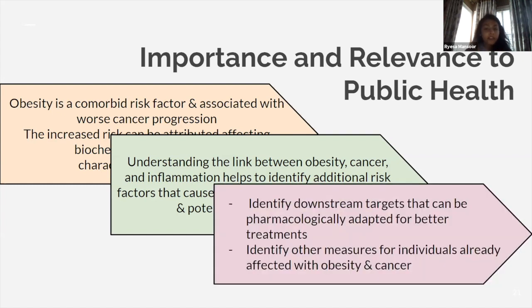So for more of an action plan, knowing these associations and knowing these pathways, further research needs to further identify downstream targets within these biochemical pathways that can be pharmacologically adapted for better treatment options or better medications, and also identifying other measures, possibly dietary measures for individuals that are already affected with obesity and cancer, as there are plenty of preventive measures out there, but more so something for someone who already has these issues, and then moving forward to lessen the severity of their cancer prognosis. And that's it.